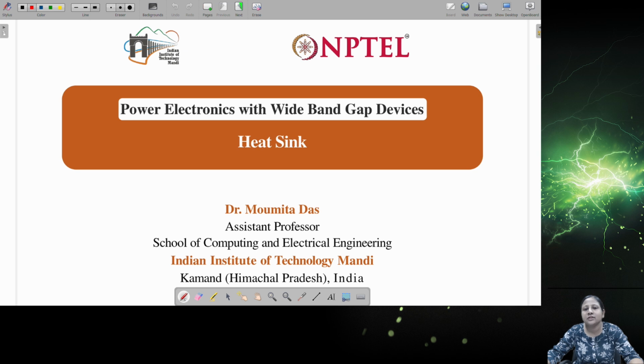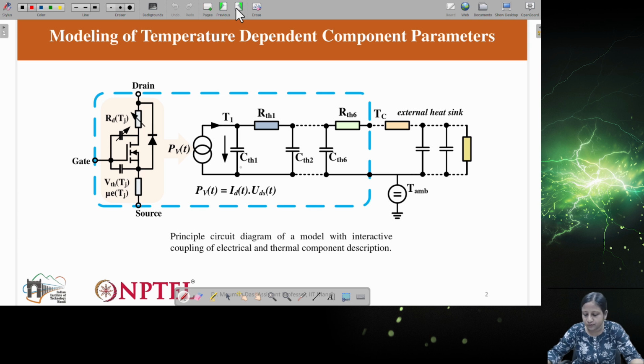Today I will continue discussion about the heatsink. In the last lecture I showed this particular circuit diagram, where this heatsink model is given. In this, the device is modeled using two different models I have discussed, Cauer and Foster. This Cauer model is used here in order to model the device.